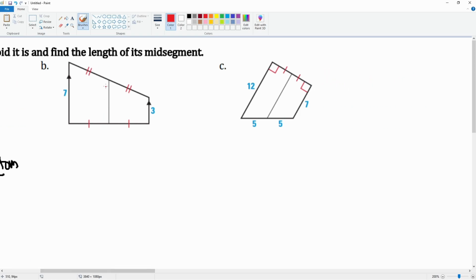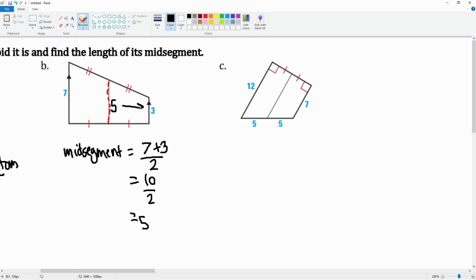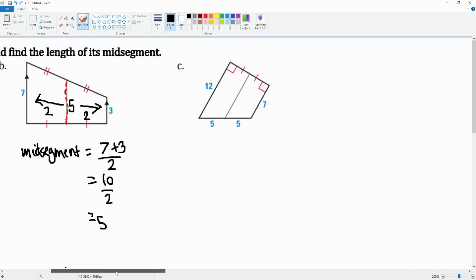And for B, this is considered to be the midsegment here. So the midsegment is going to be equal to the top, which is 7 plus 3 divided by 2. That becomes 10 over 2, which simplifies to just a 5. Notice that the distance from 5 to 3 is 2, and the distance from 5 to 7 is also 2. That's how you know you did it correctly.